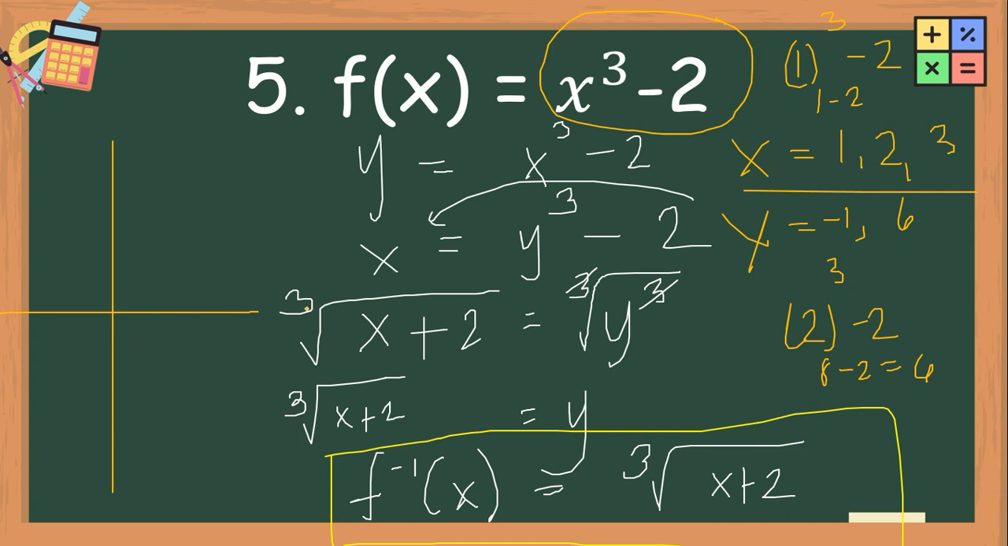Quadrant 2 yan. So ito yung negative 1. Ito yung 1. So nandito yung 1, 1. And then yung 2 at 6, quadrant 1 yan. So sabihin na natin nandito yung 1 at 2. Yung 6 sa taas. 1, 2, 3, 4, 5, 6. So ito yung 6 natin. So nandito yung 2, 6.